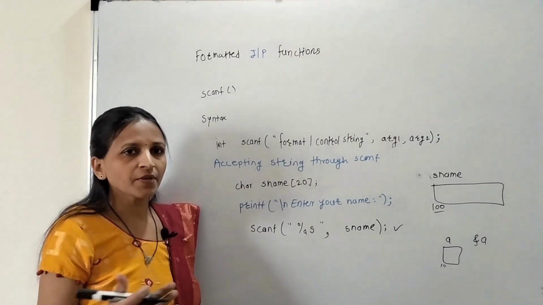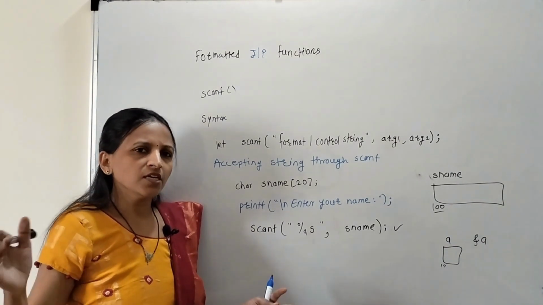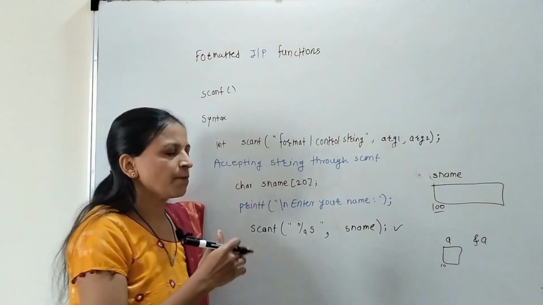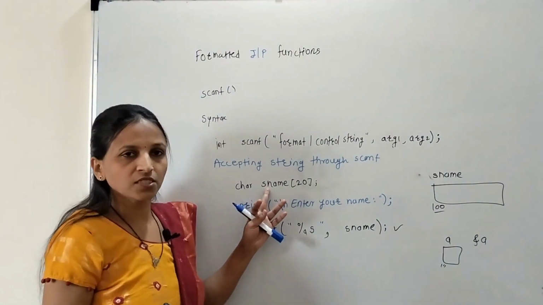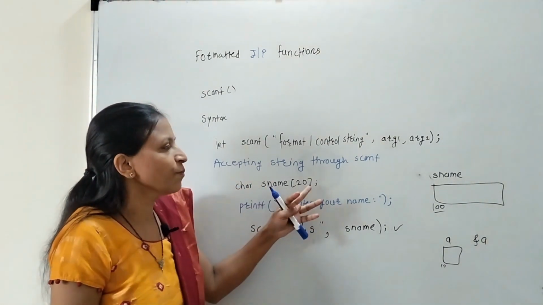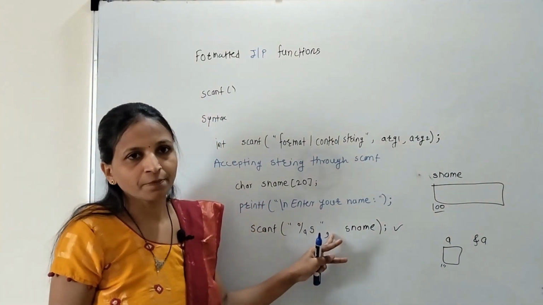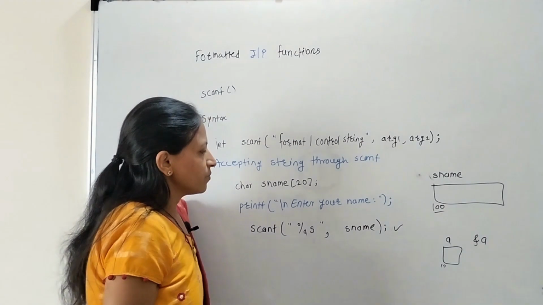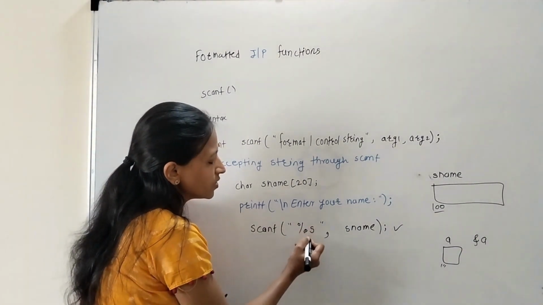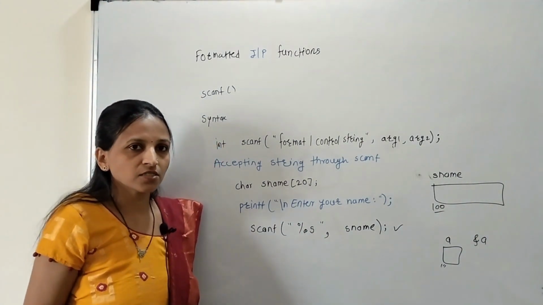Suppose you want to accept any integer, float, double, or any other data type value, then just put ampersand here. But this is a string variable, an array of characters, that's why don't write ampersand before this sname. This is just a point. See, you can also restrict some characters here.